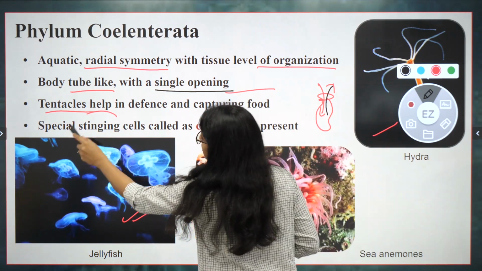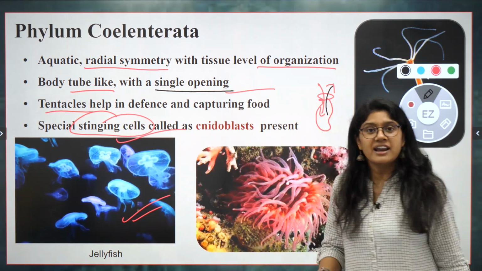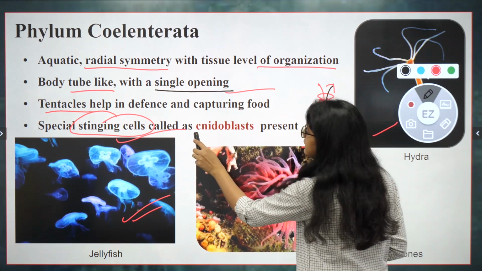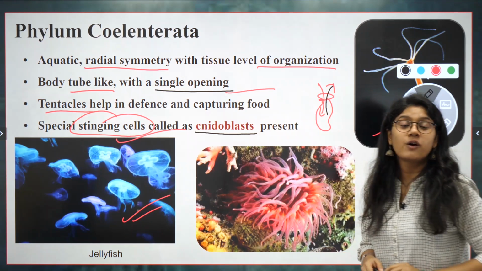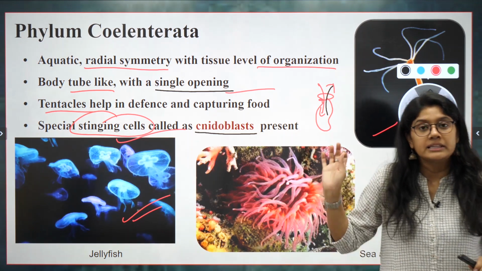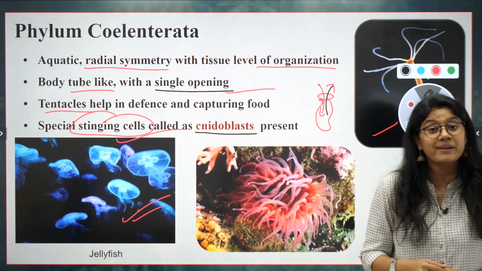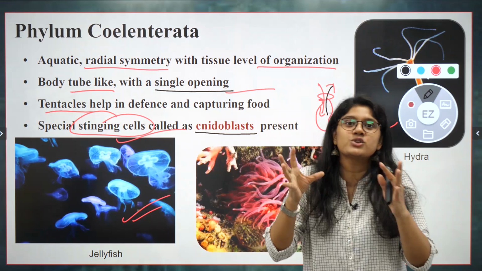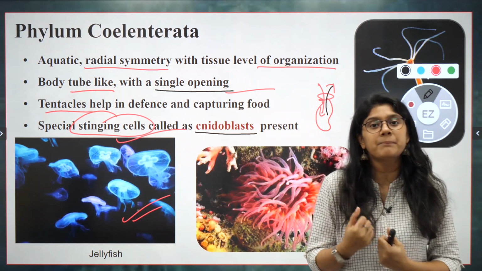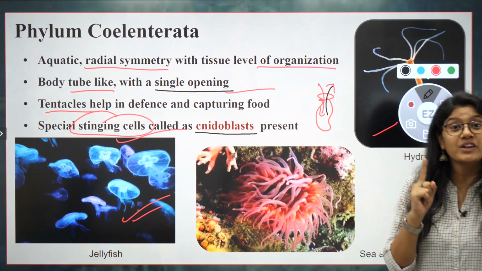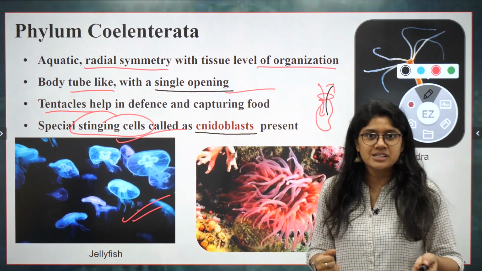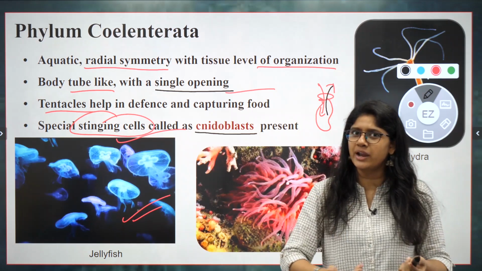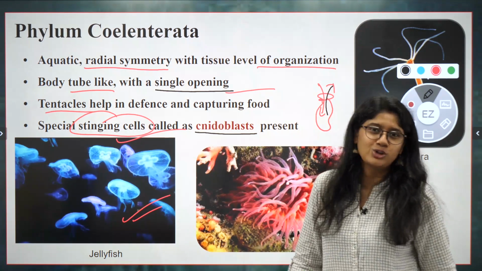A special thing about the jellyfish and the members of the coelenterates is that they have stinging cells which are called cnidoblasts. These cells are present inside their body and help in protection. If we touch these animals, they will release those cells and we might feel some pain. Clear? So it is very important not to touch animals. Why would you want to disturb any animal? We don't feel good if someone disturbs us, right? So we should not disturb the animals either.